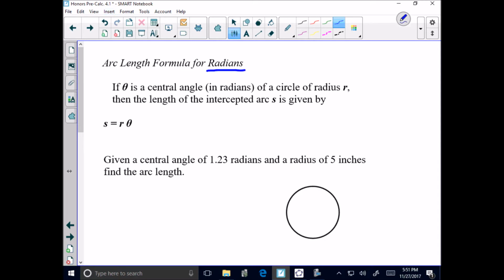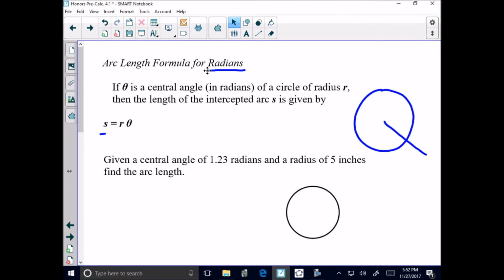So in general we're going to say that if theta is a central angle in radians of a circle of radius r, then the length of the inscribed arc S is given by this formula. S equals R times theta. Now, when we're talking about that arc length S, remember that we're talking about the portion of the circle that is covered by the central angle.